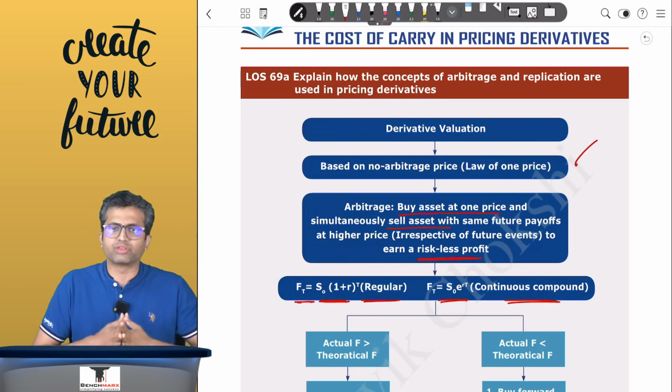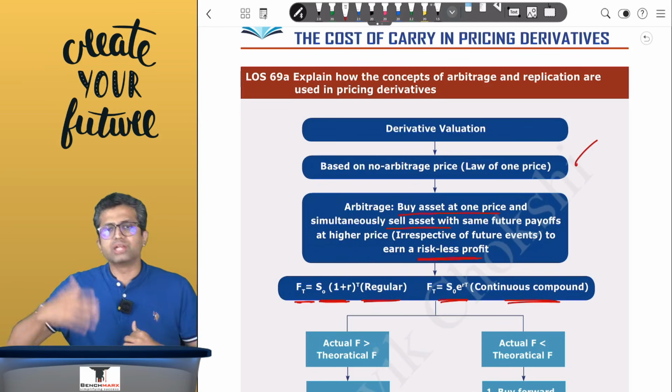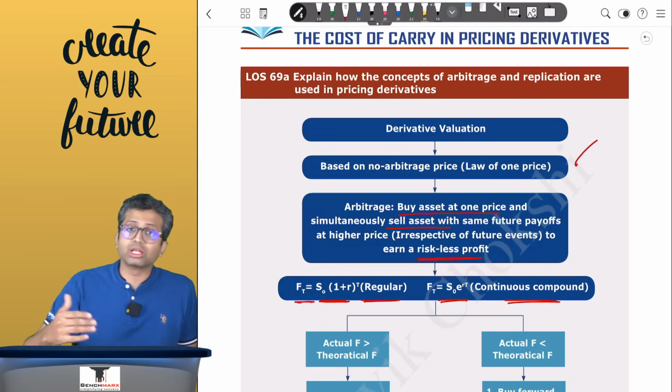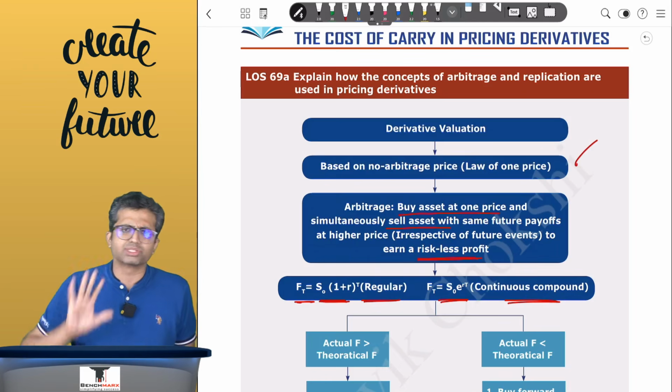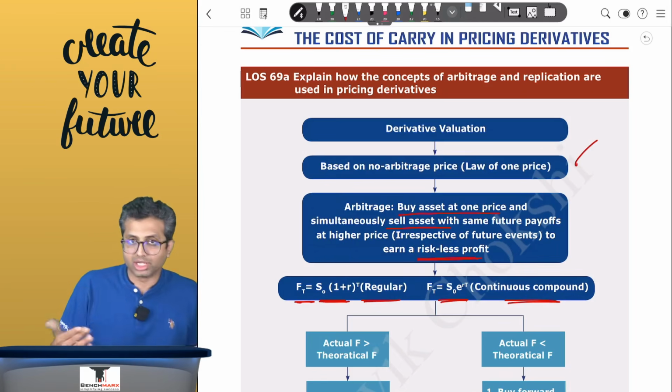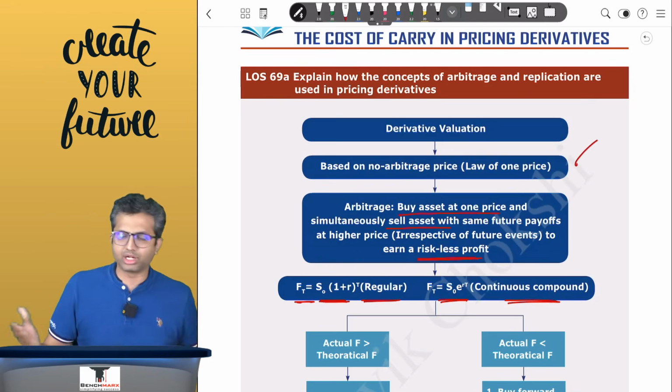Let's say the spot price today is 100 and the rate of interest is 10%. Then theoretically 1 year later the price should be 100 plus 10%, that is 110. Because if it is not 110, that is, if it is more than 110 or less than 110, you can use arbitrage to exploit it.